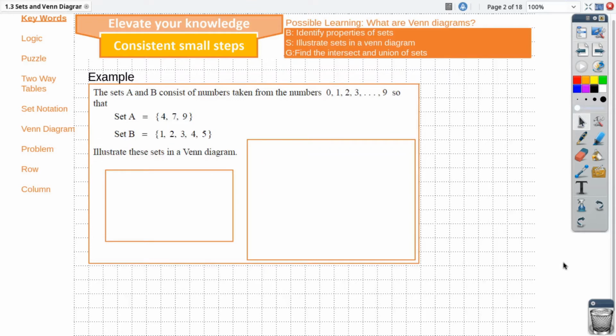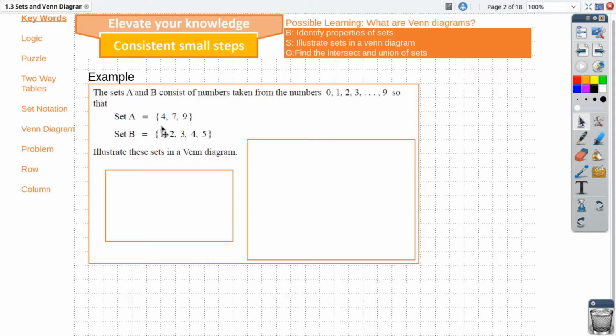Example number 1. The sets A and B consist of numbers taken from the numbers 0, 1, 2, 3 up to 9. So that set A is the numbers 4, 7 and 9. Set B are the numbers 1, 2, 3, 4 and 5. Illustrate these sets in a Venn diagram.